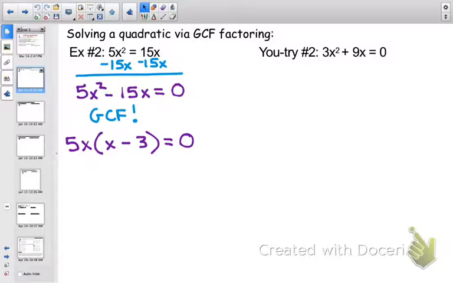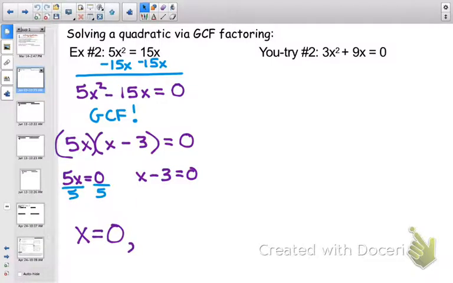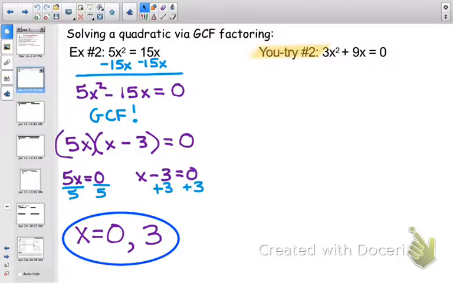Now that it's fully factored, I set each set of parentheses equal to 0 and solve. So we get a solution of x equals 0, and then when we add 3 to both sides, I get x equals positive 3. Go ahead and do the U-try.